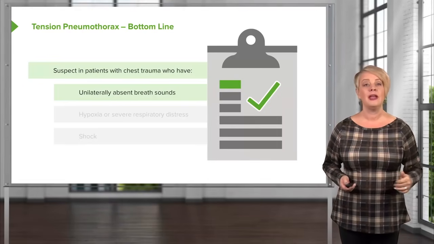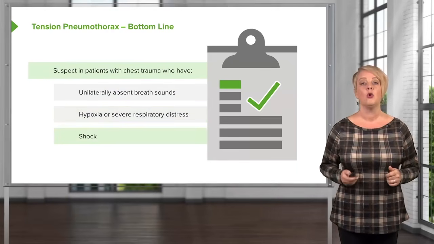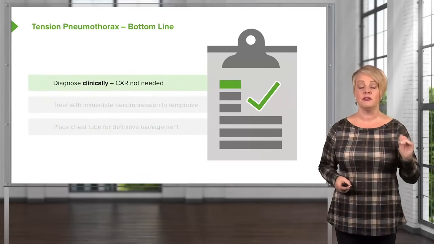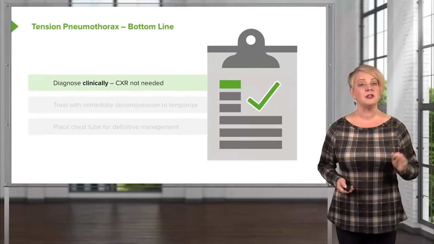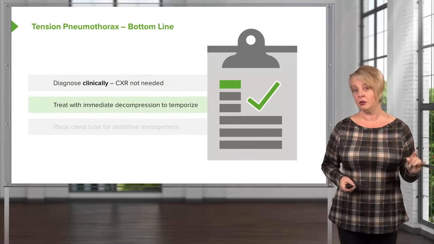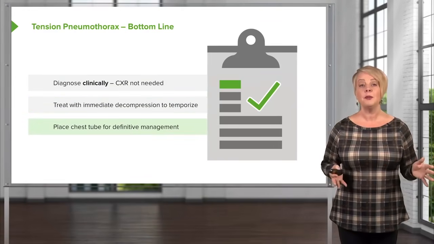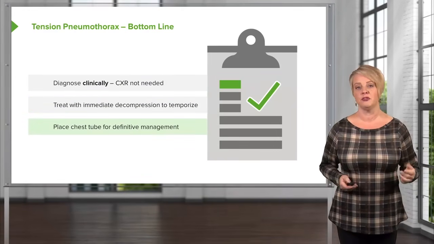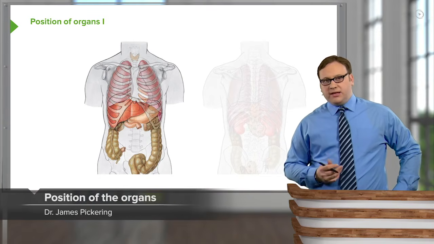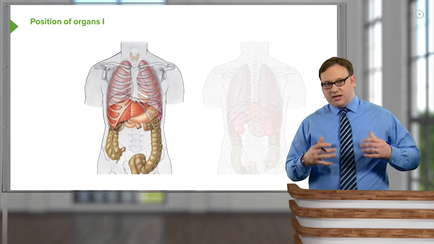All right, so the bottom line on tension pneumothorax is you should always suspect it in patients with chest trauma who have unilaterally absent breath sounds, hypoxia or severe respiratory distress, or shock. Those are the things that should make you think about tension pneumo. And when you're concerned about a tension pneumo, you want to make the diagnosis clinically. Once you've made the diagnosis, you're going to perform a needle decompression in order to temporize the patient. And then once they're stabilized, you're going to place a chest tube, which will serve as their definitive management.